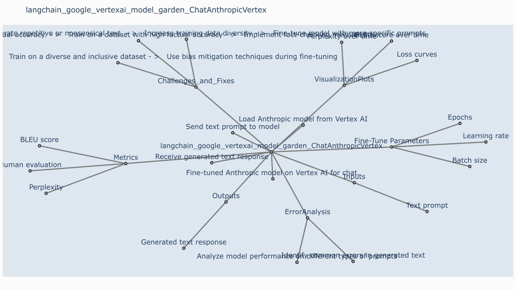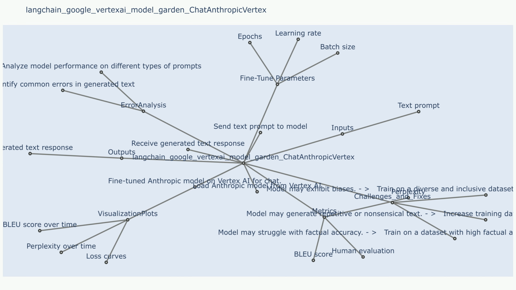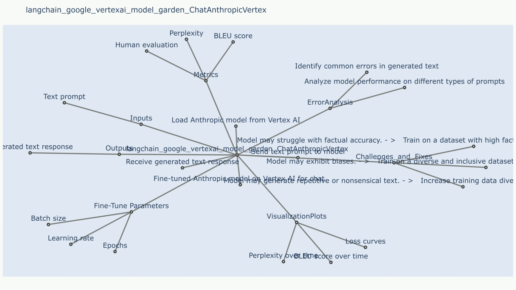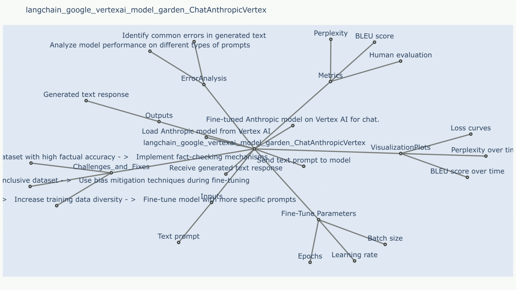Description: this model garden utilizes the Chat Anthropic Vertex model from Google Vertex AI to provide a powerful and efficient way to interact with large language models (LLMs). The model leverages the capabilities of Anthropic's Claude LLM, hosted on Google Cloud, for enhanced text generation, conversation, and other NLP tasks. Inputs: text. The input text to be processed by the model.